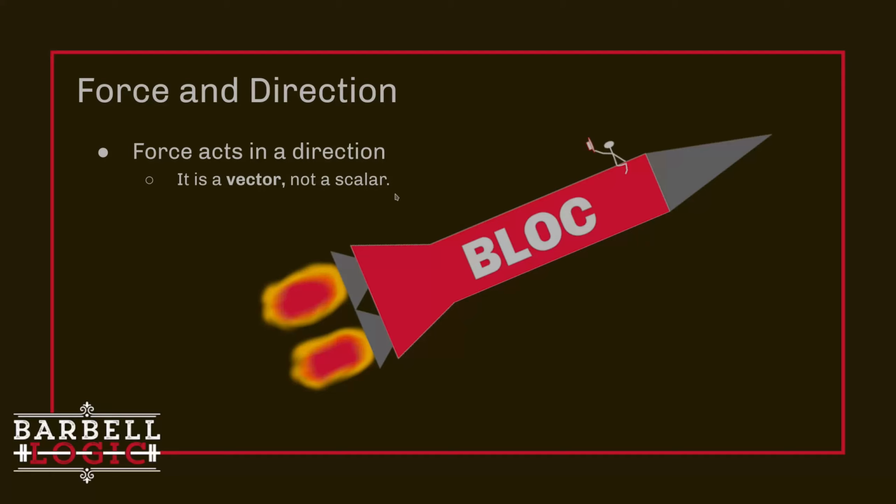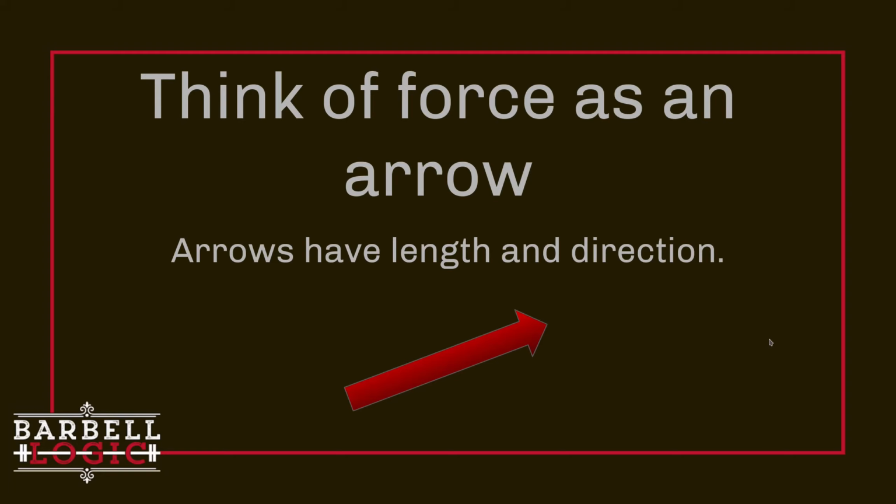In physics and engineering, scalar refers to something that can just be described with a number and a unit. Power, for example, is a scalar. There's no direction to how many watts your computer is using. Mass is a scalar. However, force and velocity and acceleration and momentum are vectors. They have magnitude and direction. You can think of force as an arrow. Arrows have length and direction, so do forces, so do any vectors.